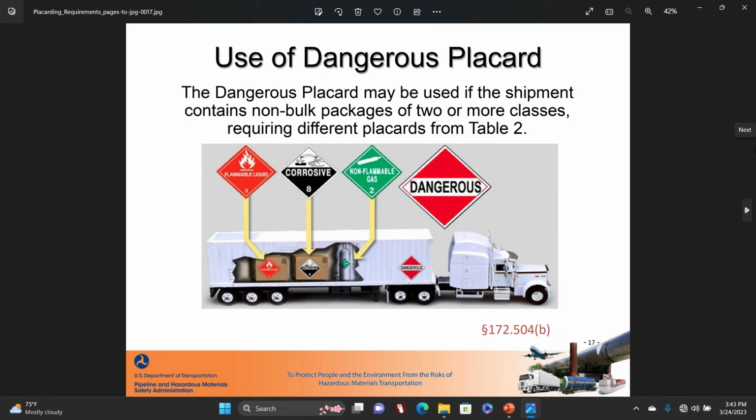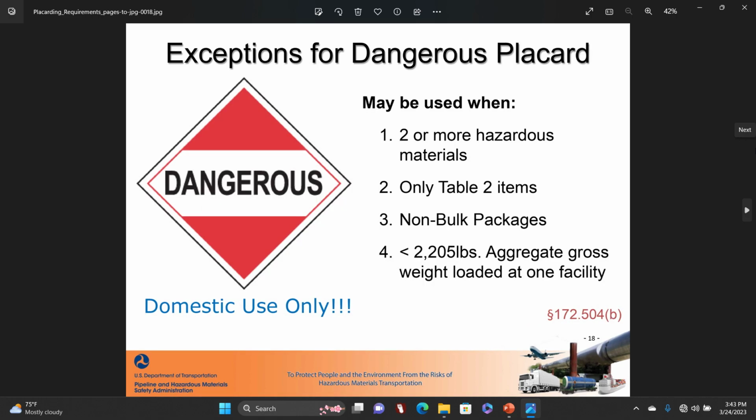Now, the use of the dangerous placard. The dangerous placard may be used if the shipment contains non-bulk packages of 2 or more classes requiring different placards from Table 2, only Table 2. So it may be used only if there's 2 or more hazardous materials, only on Table 2, they're non-bulk packages, and they add all of them together to put them under dangerous, they all have to be under 2,205 pounds. Now the kicker is if that one class goes over 1,000 pounds, you can't use dangerous anymore. You have to use the placard.